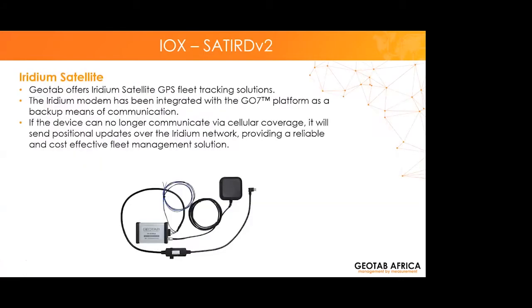Iridium Satellite, or IOX SAT, allows the GO device to communicate over Iridium Satellite network. In the event that the vehicle travels outside cellular coverage, Iridium device will send ignition off status and send time-based GPS logs every 30 minutes with the ignition status on. Thus, you will continue to have logging in remote areas where there is no GPRS network.